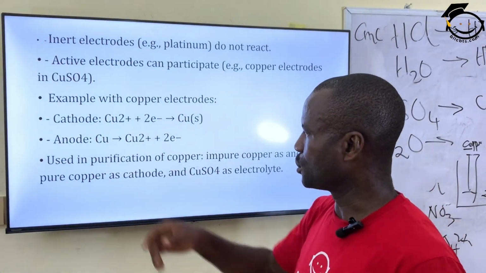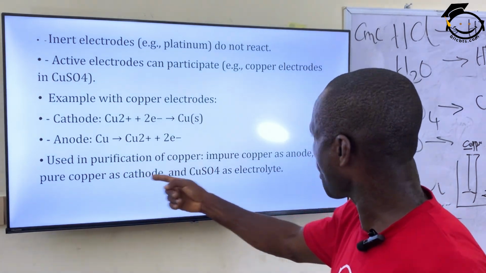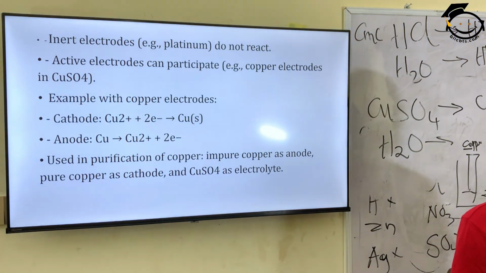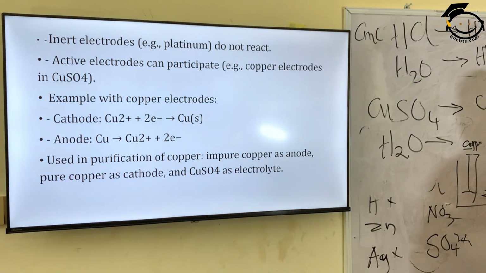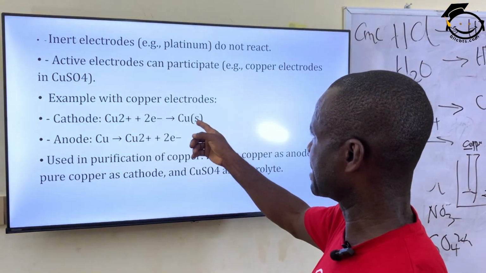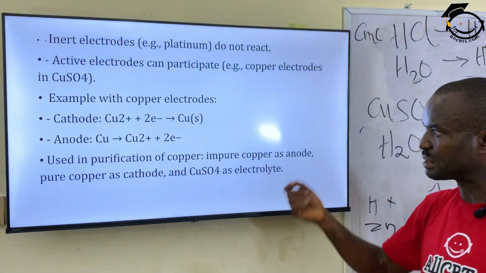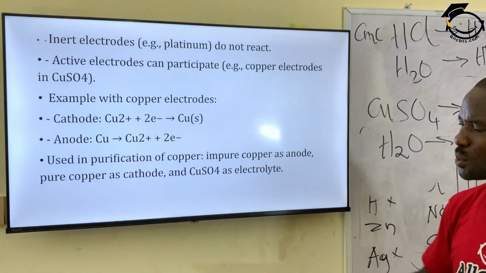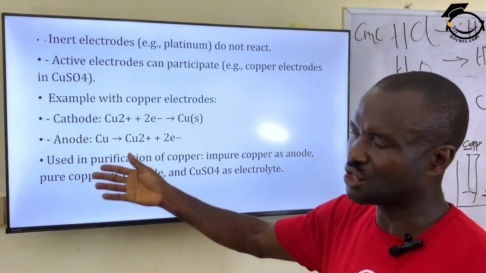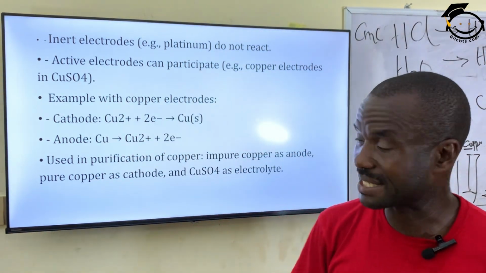At the anode, copper will be discharged because copper has a strong affinity for the copper electrode. With the two electrodes we use being copper-copper, copper will gain electrons to be deposited at the cathode, and at the anode we will lose electrons to become copper ions inside the solution. That is why this electrolysis is used in the purification of metals such as copper.